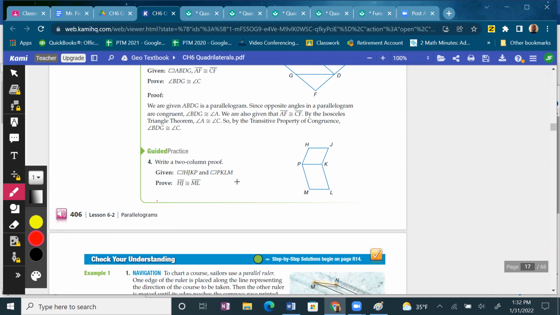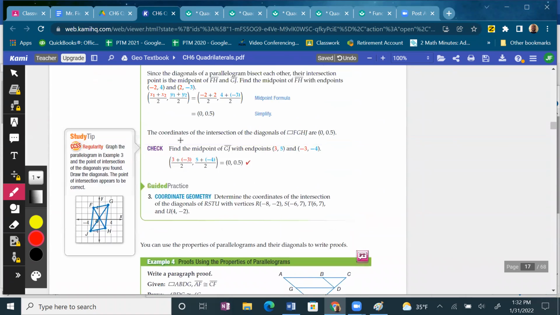Write a two-column proof that parallelogram HJKP and parallelogram PKLM are given, and HJ is congruent to ML. So we're given two parallelograms. And before geometry class, you might say, well, that's nice. But now, hopefully you say more than that.